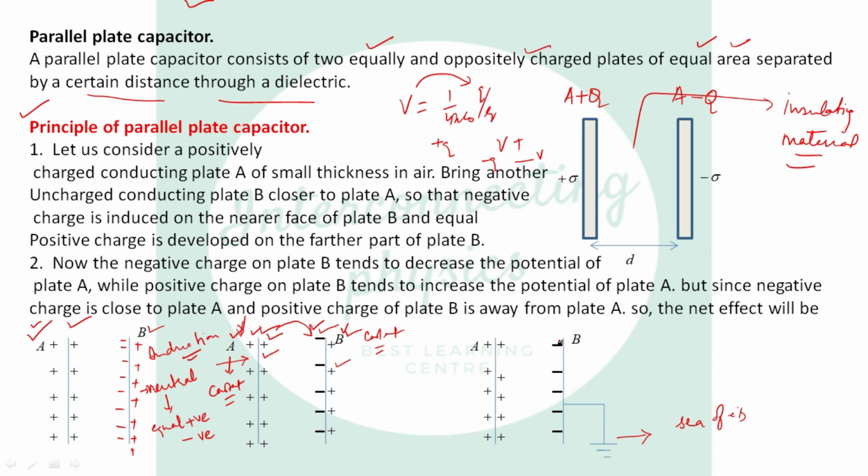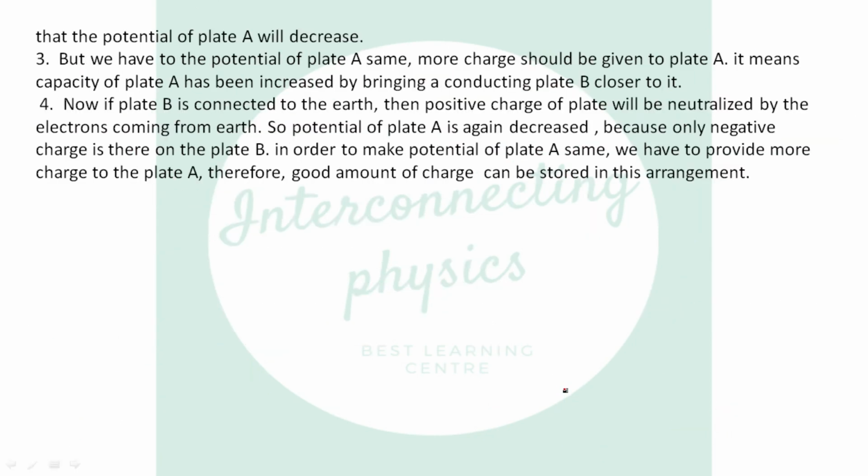So this will decrease the potential of plate A, and in order to keep the potential of A constant, we have to provide more and more charge to plate A. It means we are giving charge to plate A and it is storing the charge to keep the potential constant. So the capacity of this capacitor has been increased. This is the principle of a parallel plate capacitor, how a capacitor stores more and more charge.